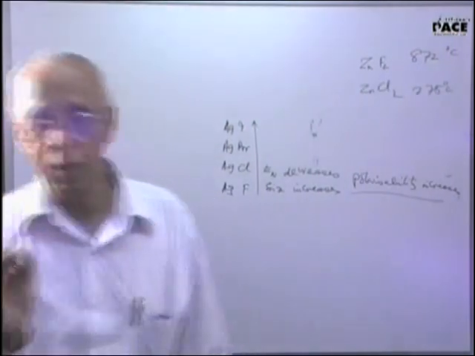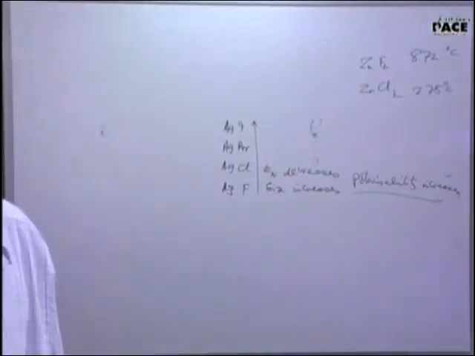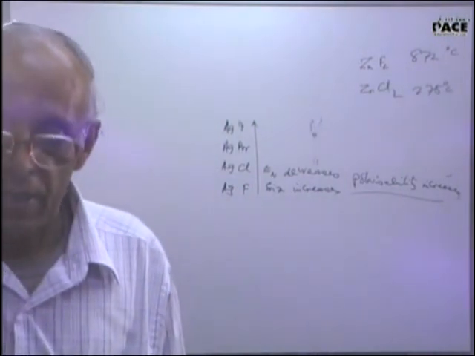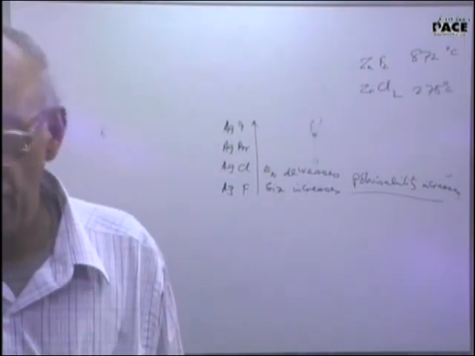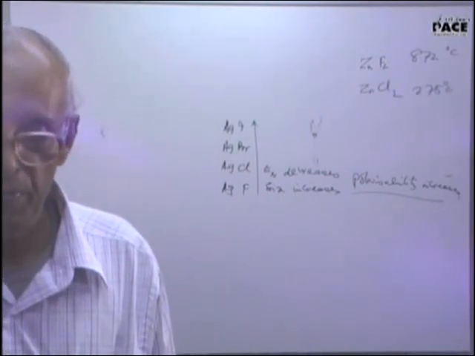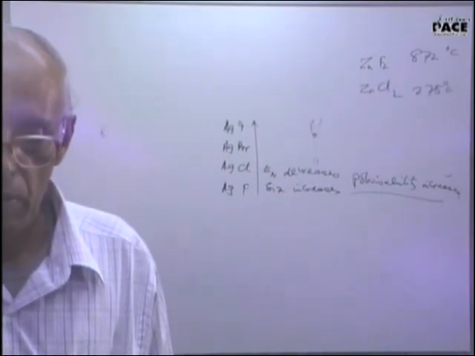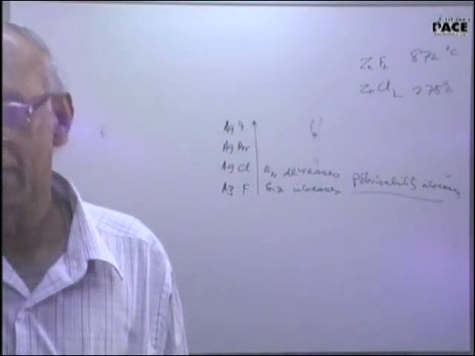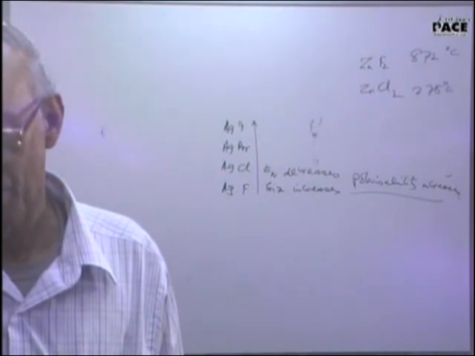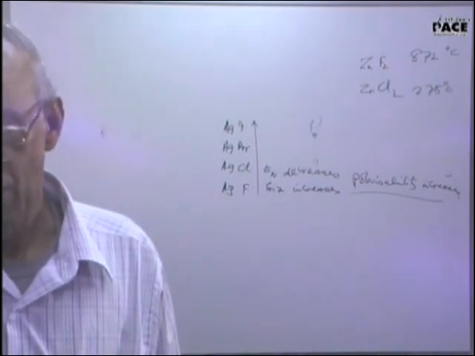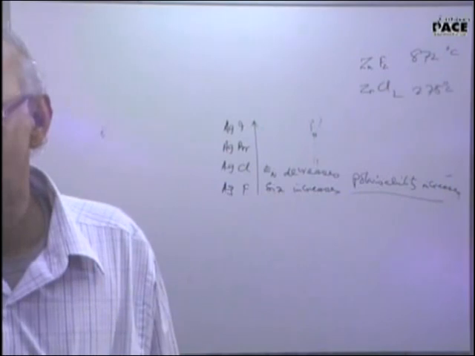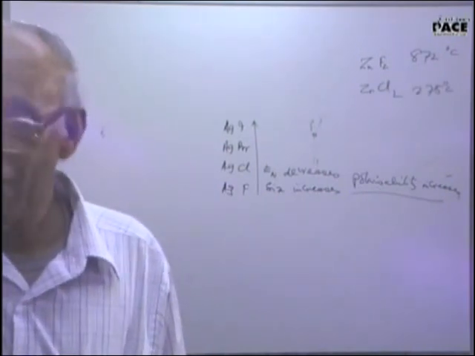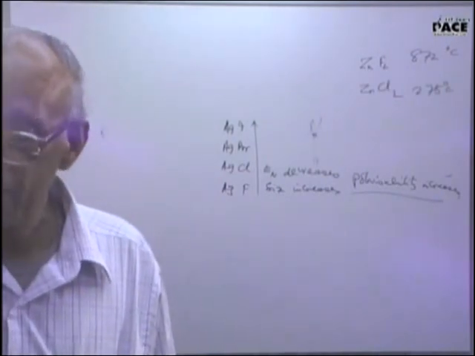And silver has a good polarizing power because silver has how many d electrons? Silver plus has how many d electrons? 10. Silver has 3d10, 4d10. You can't fill 4d before filling 3d. So silver has a good polarizing power.